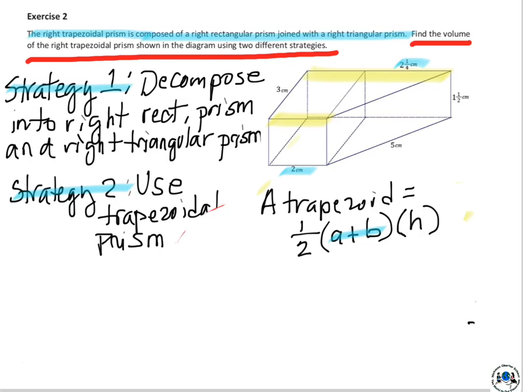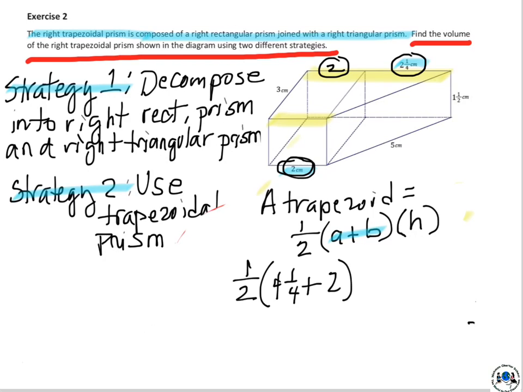So those two bases: one is the 2 centimeters, we can see right here. The other's a little trickier because we've got to put that together. So we have 1/2 times (4 1/4 plus 2). And here's how we get our 4 1/4: we have our 2 here, that's that bit, and then we have 2 1/4 over there, and that's 4 1/4. We're going to add those two together because that's what the formula tells us.